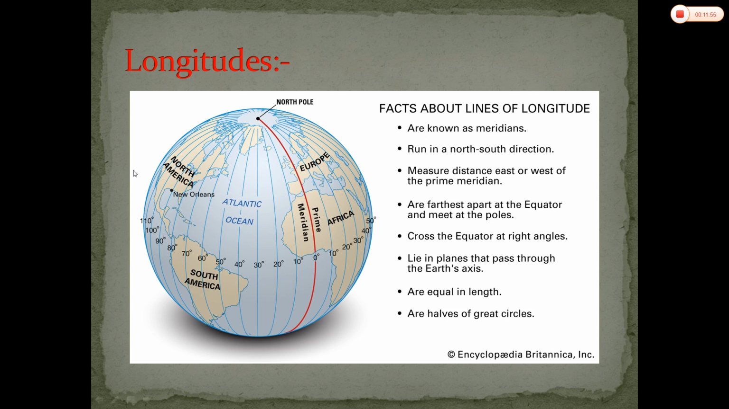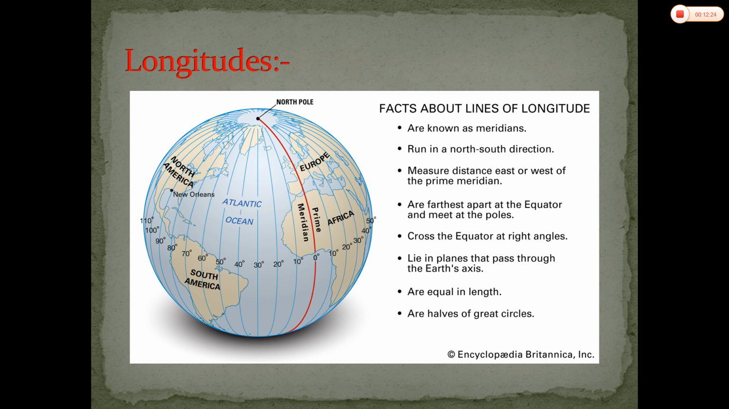If you will see, these are drawn right from North Pole to South Pole. And in this way, there are 360 longitudes. Before this also I have told you why we have drawn all these imaginary lines onto the globe. That is because of locating any place on the earth. Here are some facts related to the longitudes.